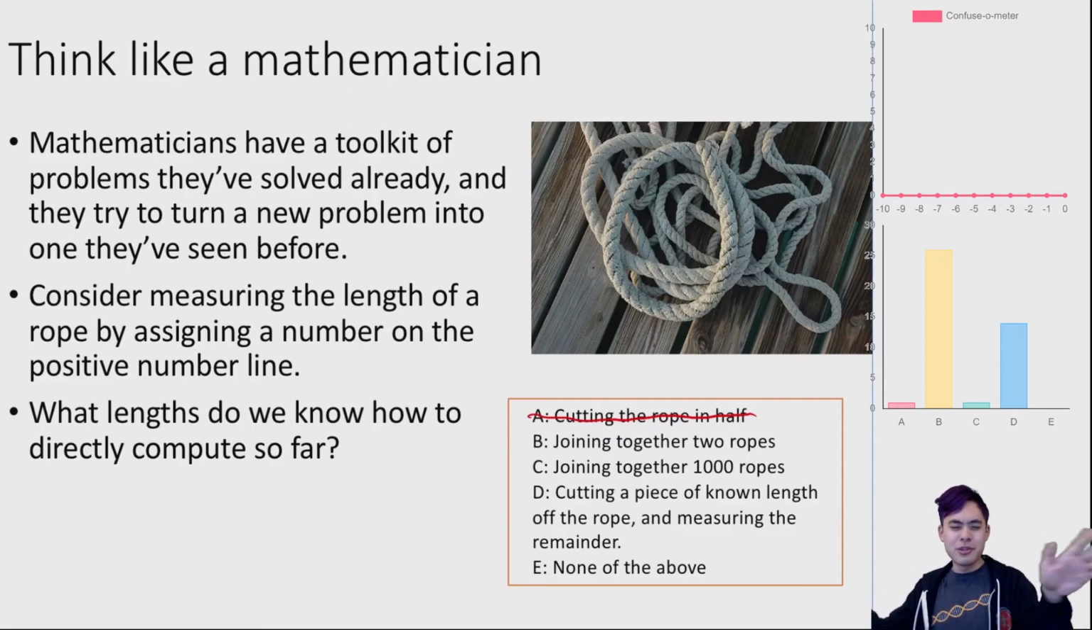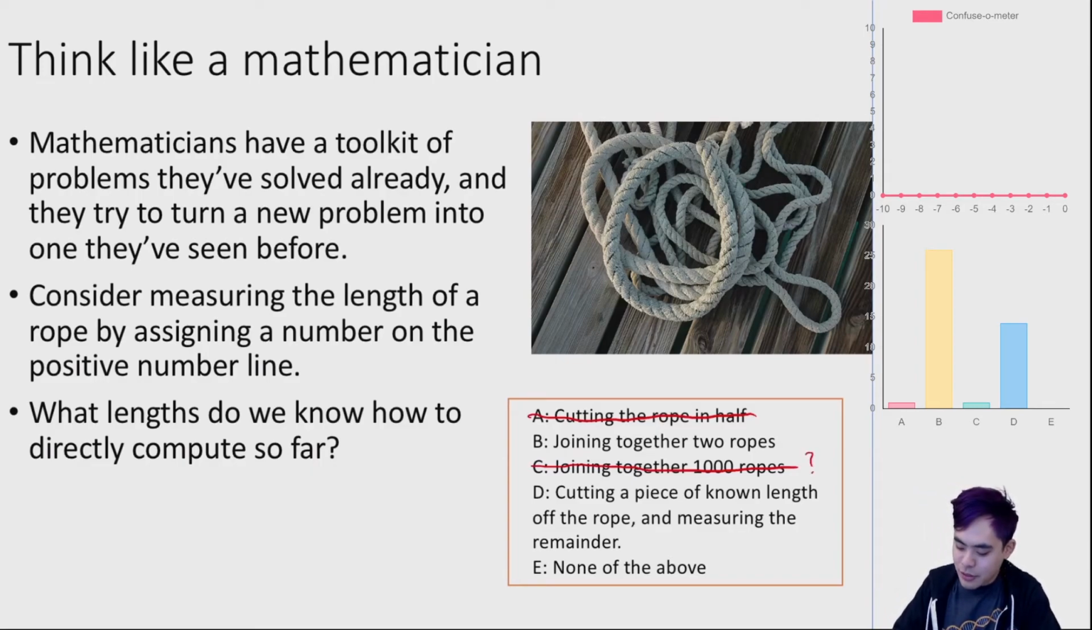Or sorry, not learn multiplication, we're inventing multiplication here. And so that's also not something we're going to be doing, although we'll get to that in a moment. And yes, you can, in theory, compute that by just adding all 1,000 ropes together. So I'll put a question mark here. But D is correct. We know how to cut a piece of known length off the rope and measure the remainder, because that is just subtraction. So this here is just addition, and this here is just subtraction.